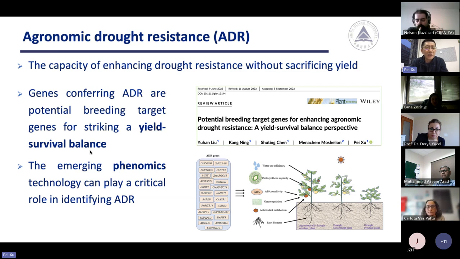Recently, last year, we published a review article in the journal Plant Breeding to summarize such potential breeding target genes for ADR. So if you are interested, you can refer to that. Besides, the emerging phenomics technology can play a critical role in identifying ADR traits.